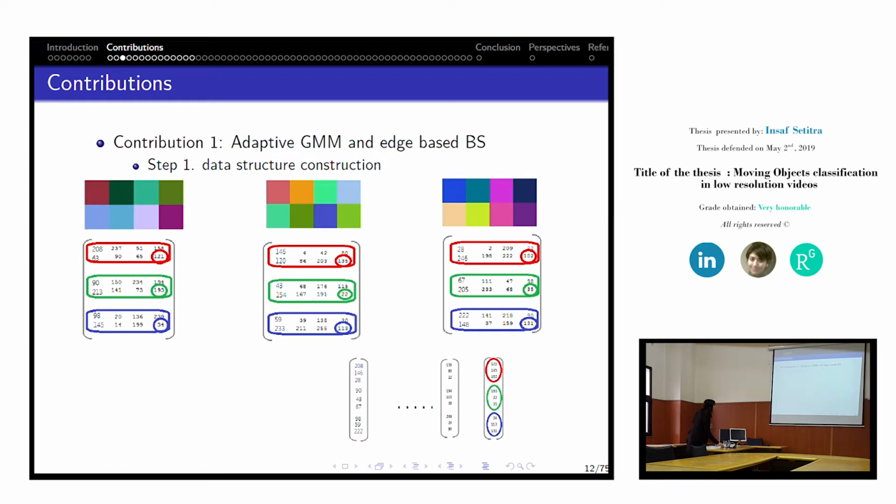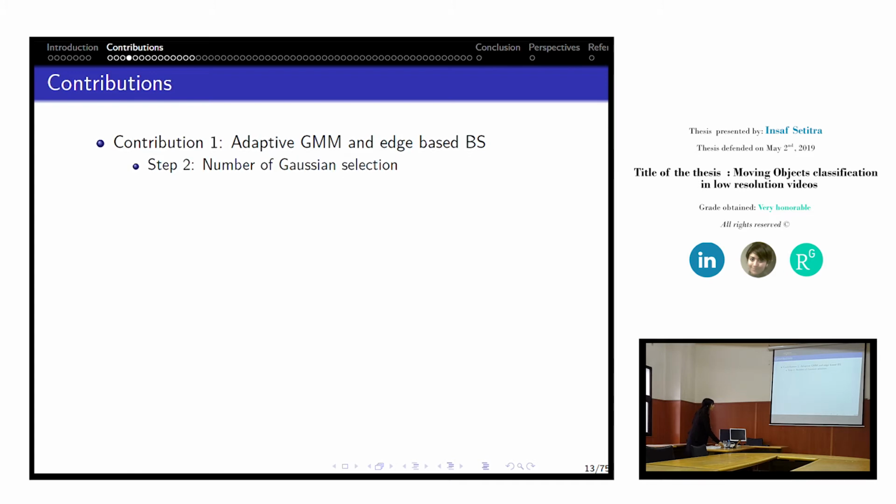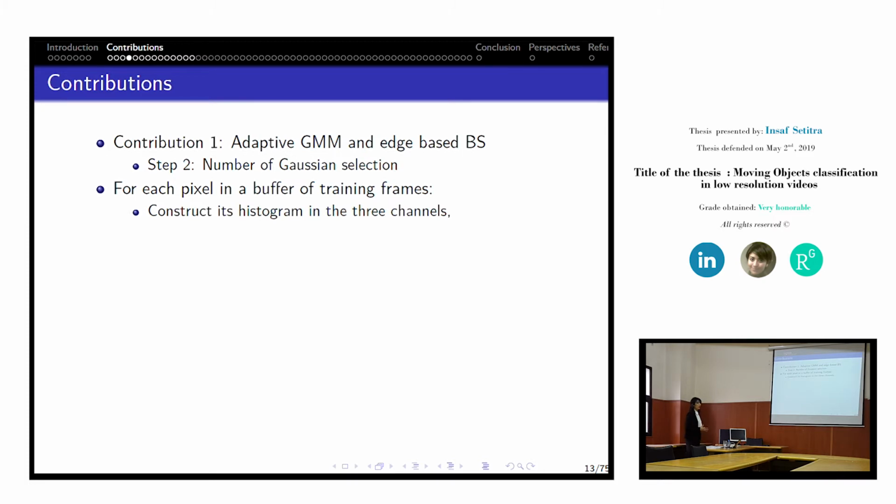The second step is the selection of the number of Gaussians. Here, each temporal vector constructed in the previous step is represented by a histogram in each channel. That histogram is represented by a Gaussian, where mu is the mean and sigma is the standard deviation.